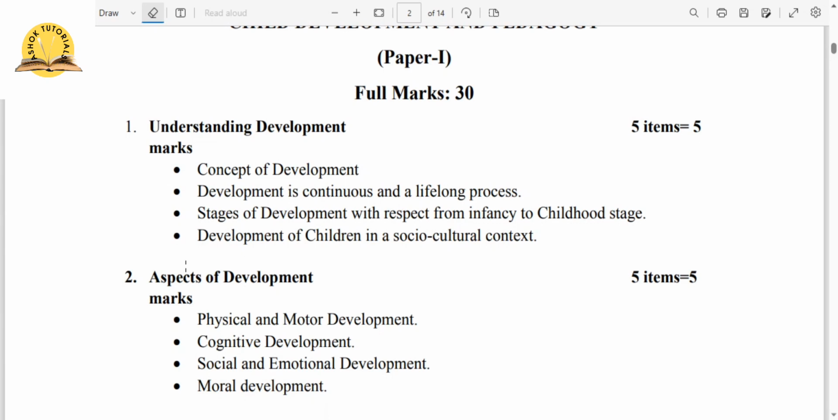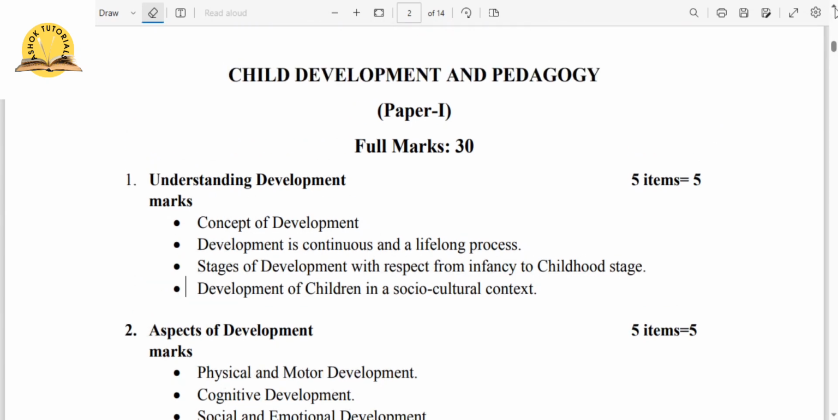Right, yes. So child development and pedagogy, paper 1, full marks is how much? So as I already told you, full marks will be 30. All right, so in my examination I got 28 in this particular subject, that is CDP. I got 28, which is I think fair enough, good enough. So you can also score.